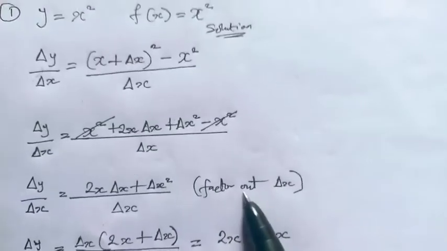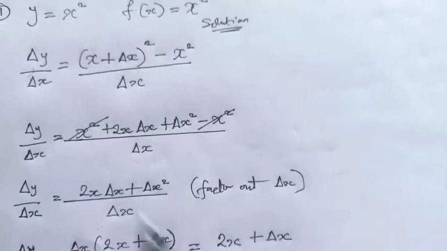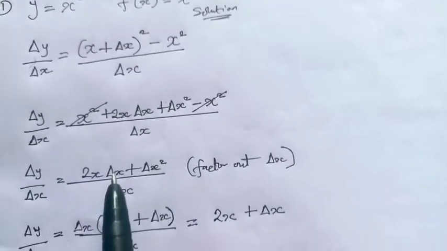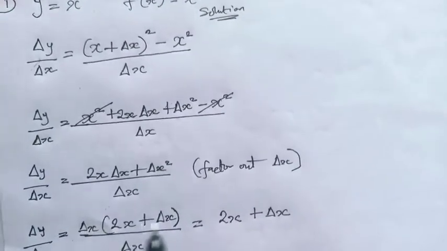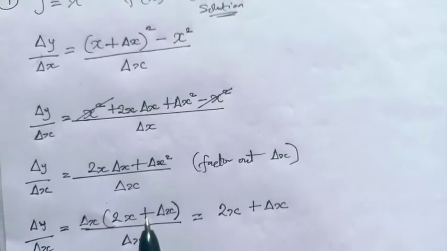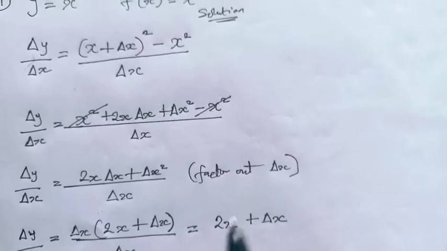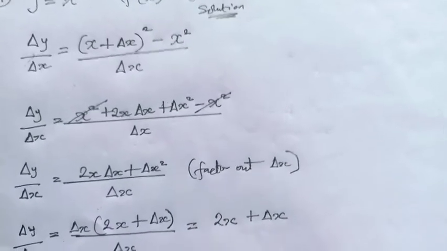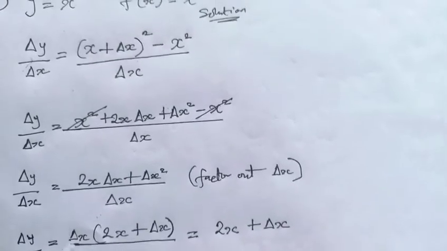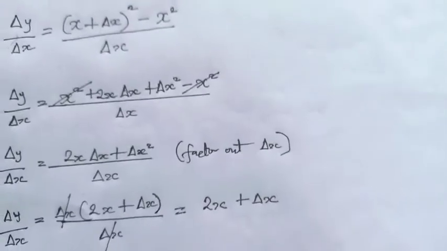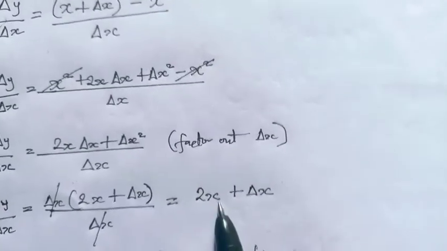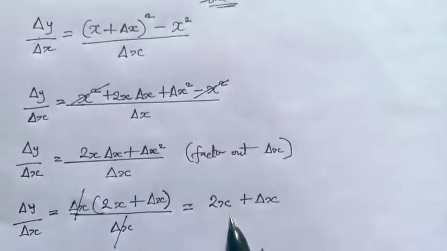Now we can see here that if I factor out change in x, because change in x is here and it's also here, which I have done here, I will get this particular function. Once I have factored out this change in x, I simply cancel it, leaving me with 2x plus change in x.